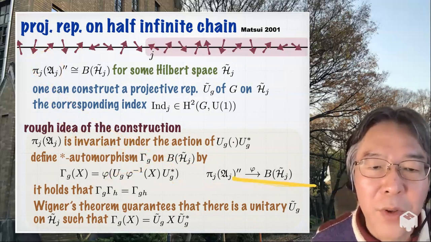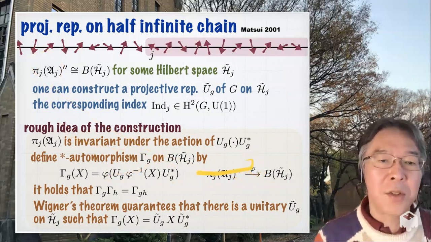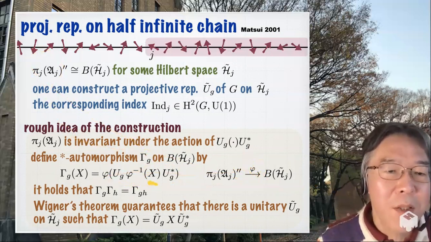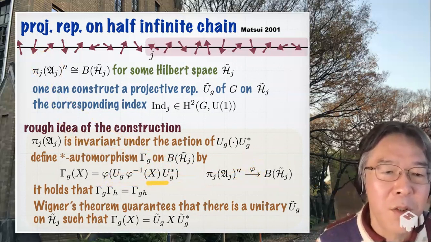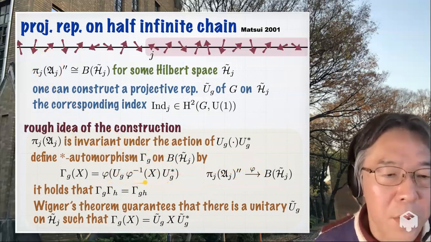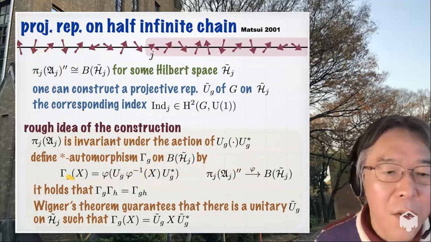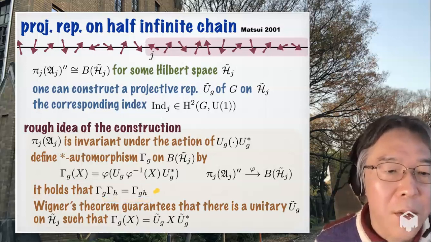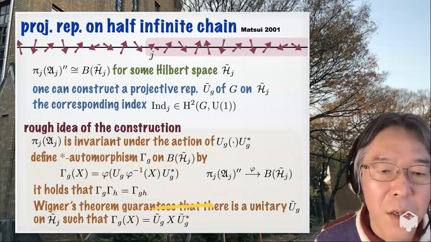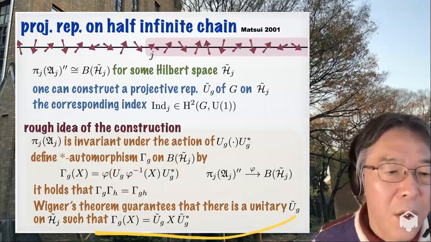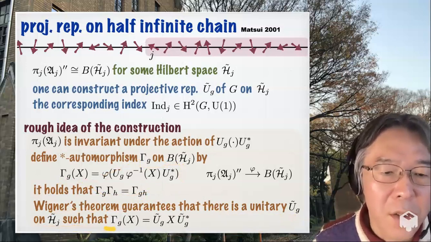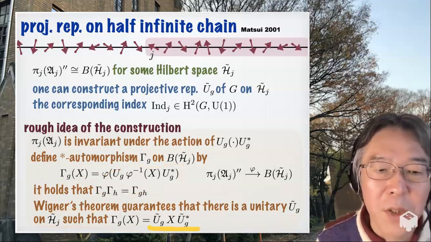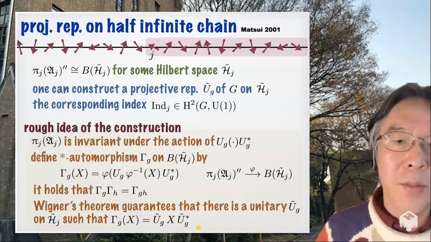But I'm being very careful. Since they are only isomorphic, I wrote this isomorphism explicitly as phi. So essentially this is simply sandwiching by UG and UG star, but I put phi and phi inverse properly to define this gamma G. Then you can easily show that this gamma, again, represents the group G. And if you have a linear star automorphism here, then Wigner's theorem tells you that there exists a unitary U tilde on H tilde J such that this star automorphism is recovered from this U tilde. So that is the basic story.